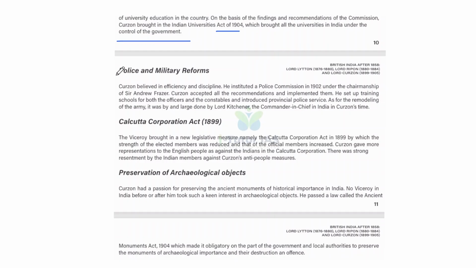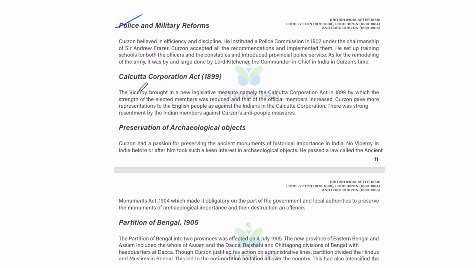Okay. Next is police and military reform. Curzon believed in efficiency and discipline, and he instituted a police commission in 1902 under the chairmanship of Sir Andrew Fraser. And Curzon accepted all the recommendations and implemented them. He set up training schools for both the officers and the constables and introduced the provincial police service. As for the remodeling of the army, it was by and large done by Lord Kitchener, the commander in chief in India in Curzon's time.